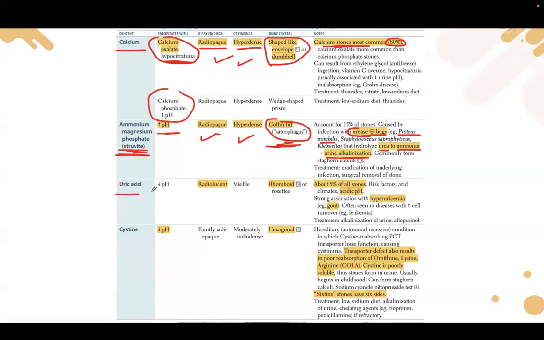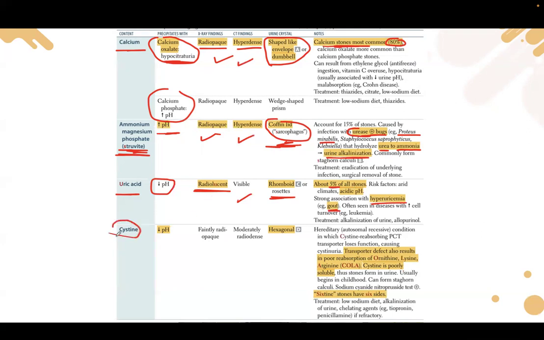Thirdly, we have the uric acid stones. They are found in a urine pH that's low, that's acidic. They are radiolucent on X-ray. You remember when I told you that in X-ray there are some stones that don't show? This is one of them, the uric acid stone, which is why we use a CT scan for it. They appear as rhomboid or rosettes, and they are only 5% of all the stones, and they are found in patients who have gout and hyperuricemia.